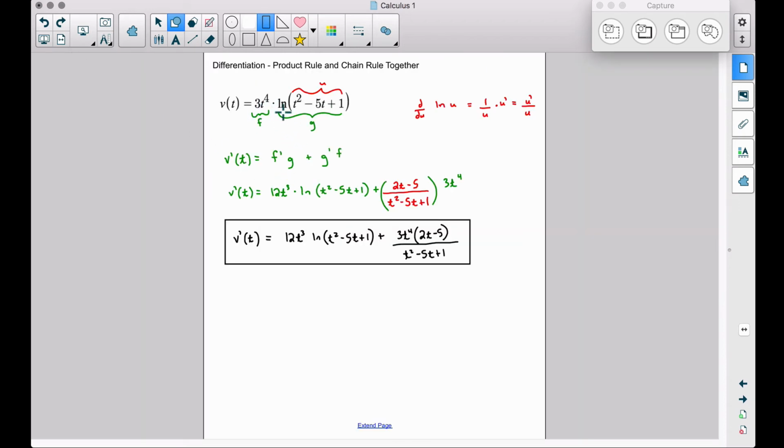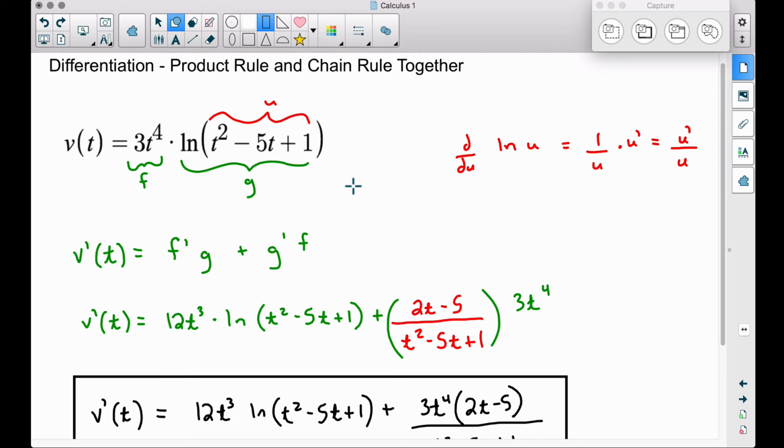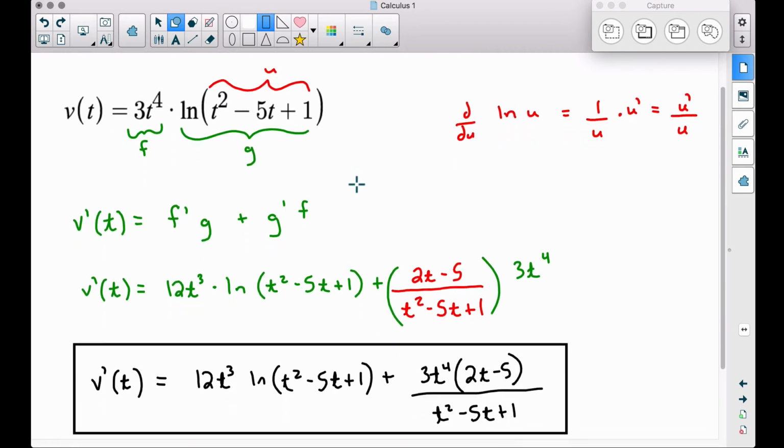But here you're just really exercising your ability to find derivatives, seeing that you have a product of two functions and also seeing that you need to apply the chain rule to one of those functions. In this case, that's what we did here with the natural log of this stuff. And there you have it, an example where we have to use the product rule and the chain rule together. And that's it for this video.